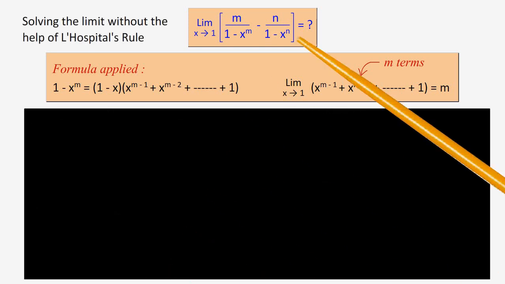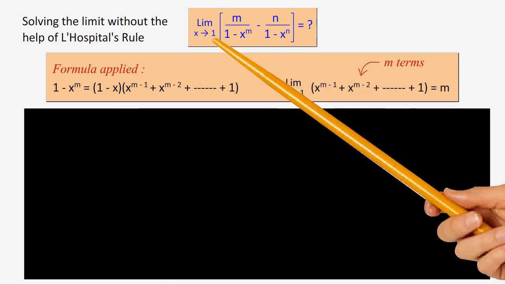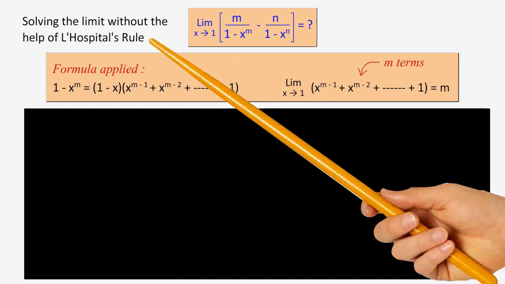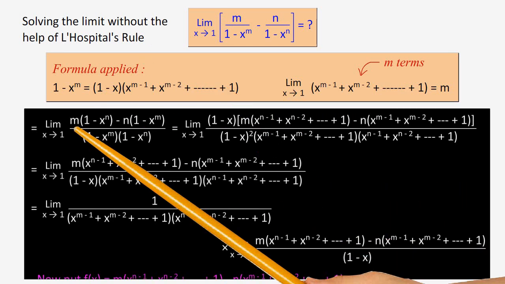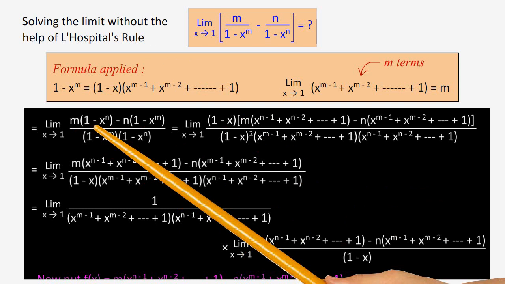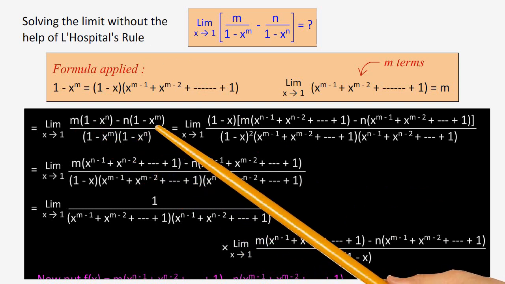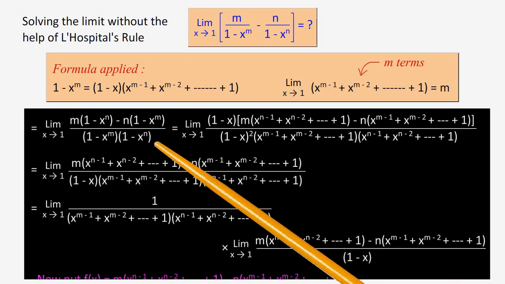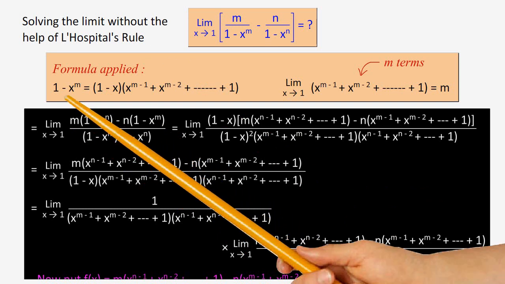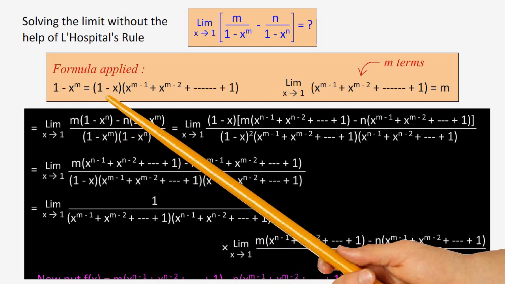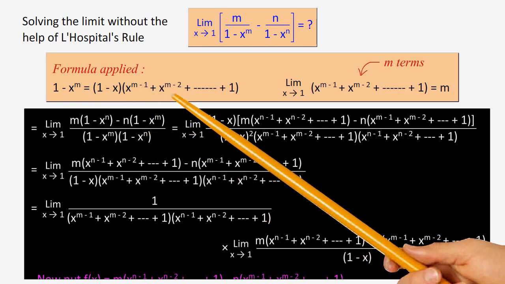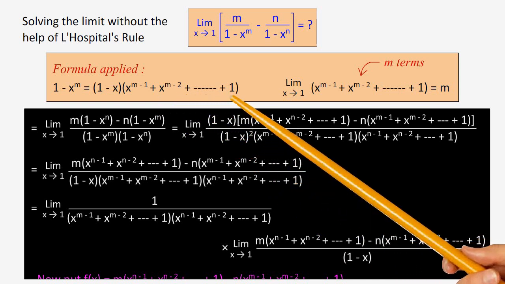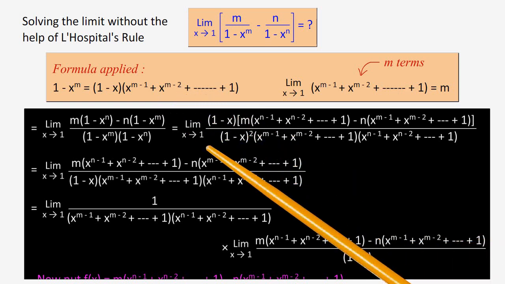Now sometimes this limit is asked by the examiner to solve without taking the help of L'Hopital's rule. In that case, we first get m times 1 minus x to the power of n minus n times 1 minus x to the power of m divided by this. Now we apply the formula we have already learned, that is 1 minus x to the power of m is equal to 1 minus x times x to the power of m minus 1 plus x to the power of m minus 2, carrying on like this up to 1. We also apply the same formula over here and we get this.